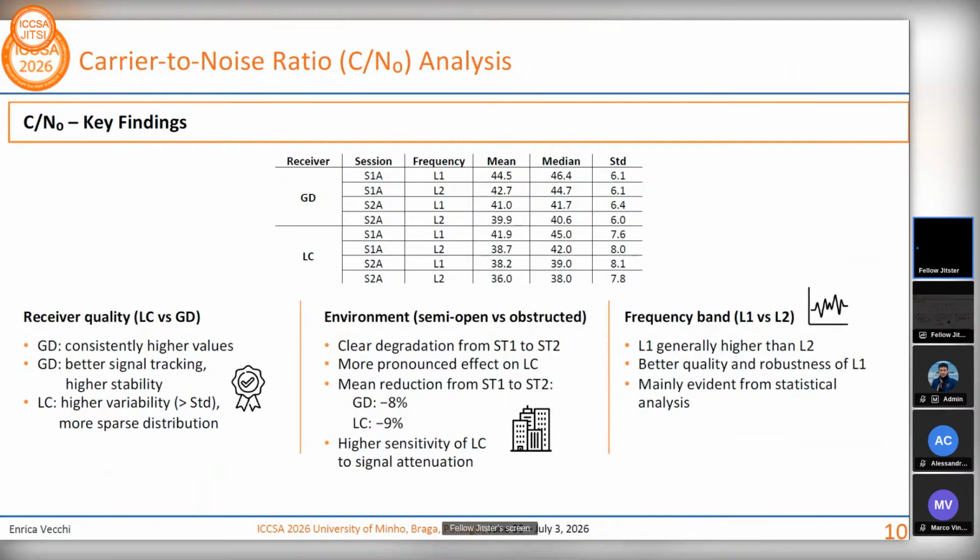Concerning the impact of the environment, we see that there is a clear degradation from the ST1 to the ST2 for both the devices. And so, the effects are more pronounced on the low-cost device. Finally, the frequency band: the computation using only L1 leads to higher values than L2, so this proves the better quality of L1 frequency.